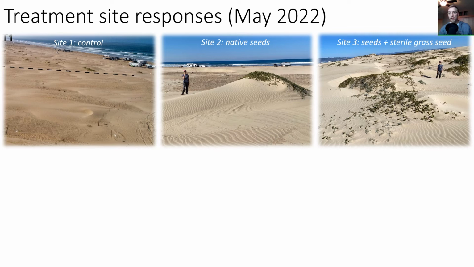Site 3, we can see a lot of different things going on there. That's the seed and sterile grass. That is about a 3-foot human for scale.